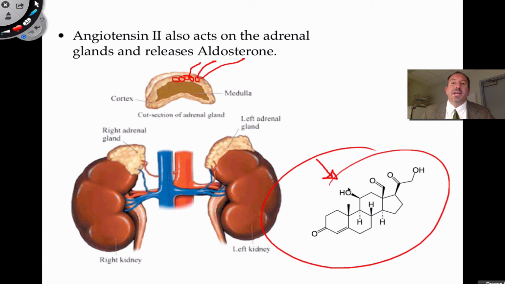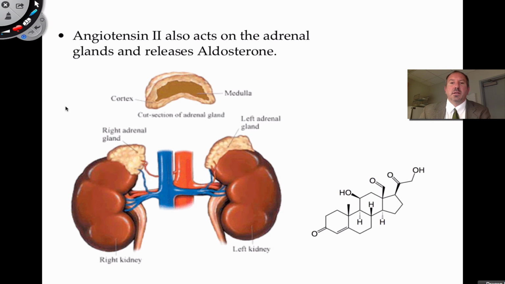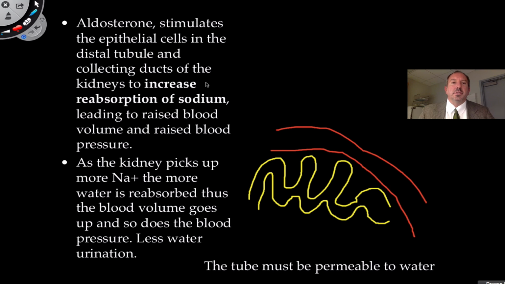But when blood pressure is low, aldosterone can help raise blood pressure. And you're like, well, wait a minute, how can it do that? Well, angiotensin 2 causes the adrenal cortex to produce aldosterone. What causes angiotensin 2? Angiotensin 1, and then ultimately renin. So this is how it works.